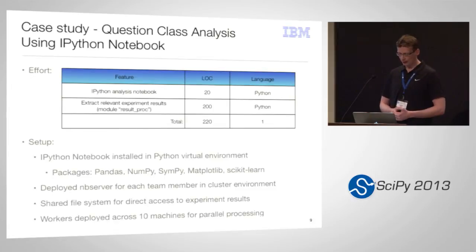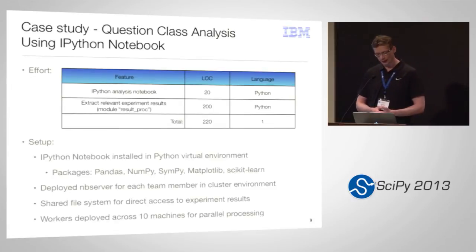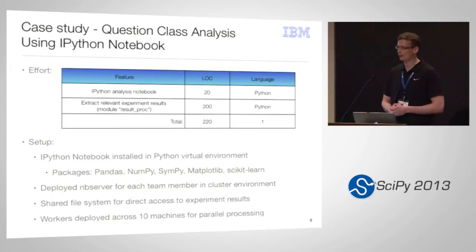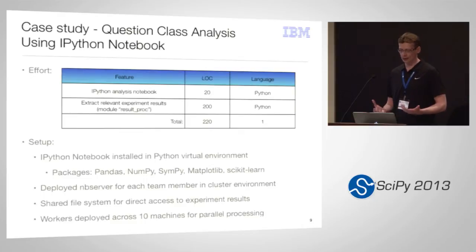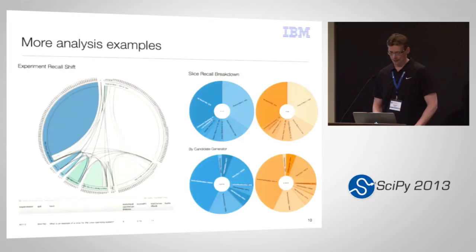We installed a couple of packages that are listed here, and then deployed a notebook server for each team member in a cluster environment. One nice thing was that the cluster environment that was running the notebook server was the same that also hosted the experiment results. So we had a shared file system that was very nice for the performance for running our experiments. And we also deployed then worker nodes across 10 machines for parallel processing of the results.